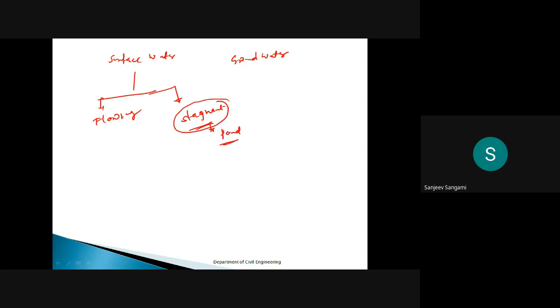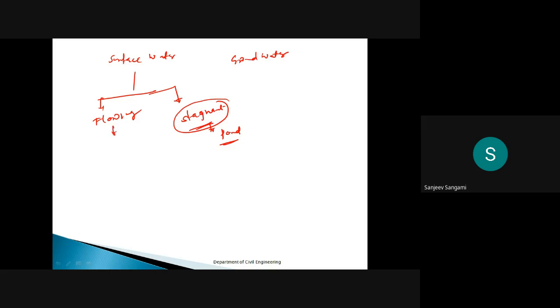In surface water, one is flowing water, and one more is stagnant water. Stagnant water means, for example, a pond. Stagnant means there is no flowing, meaning there will not be any inflow as well as outflow.